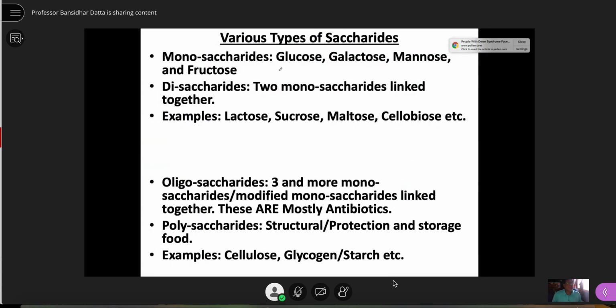Saccharides are sugars, right? Most saccharides are classified based on the number of units present. They are called monosaccharides. Monosaccharides include glucose, galactose, mannose, and fructose.